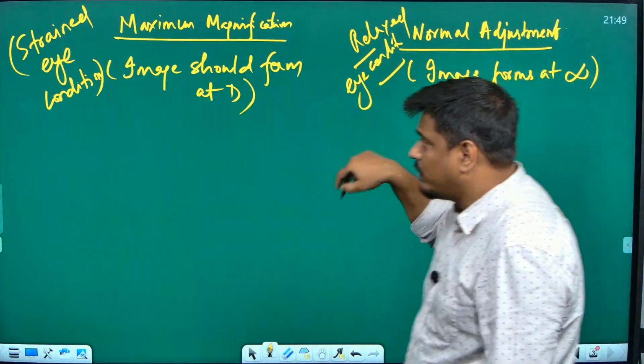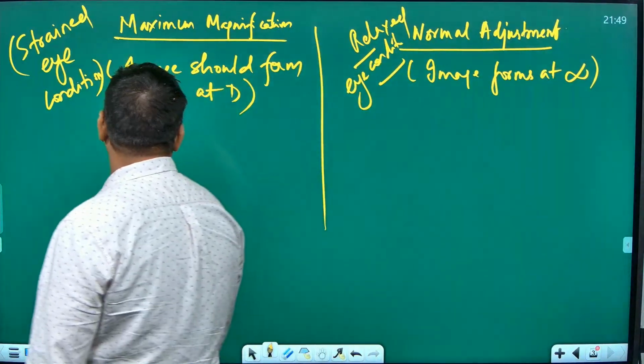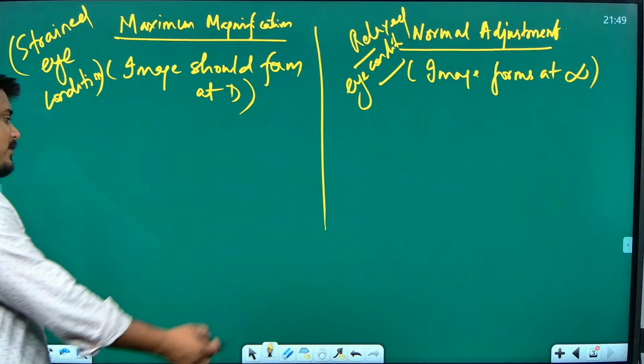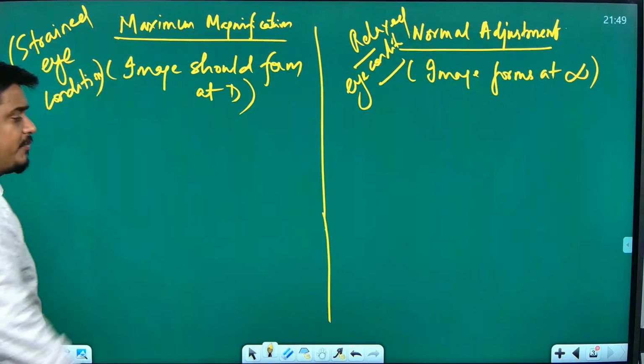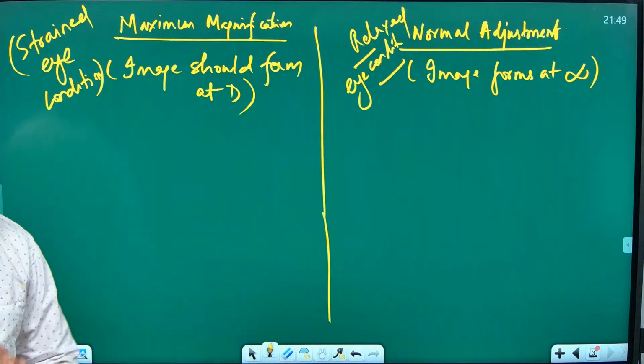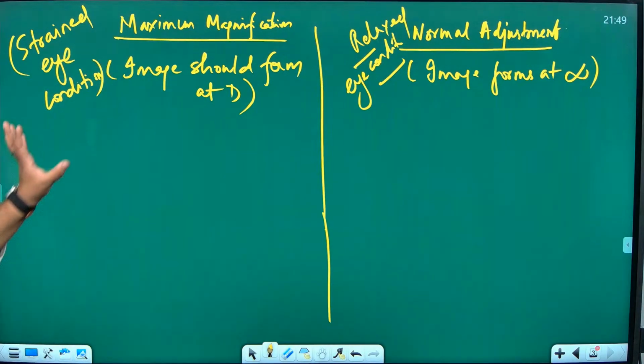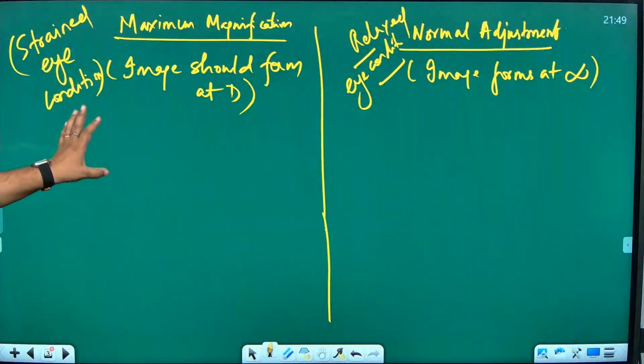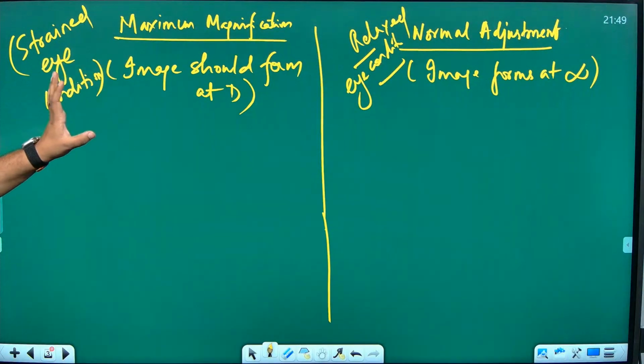Whatever I am going to write on this board, I am going to use for all three instruments, whether it is simple microscope, compound microscope or telescope. For all three instruments, I am going to use the same concept. I will find the magnification, and after that I will find the maximum magnification and the magnification under normal adjustment. Okay, let us see.